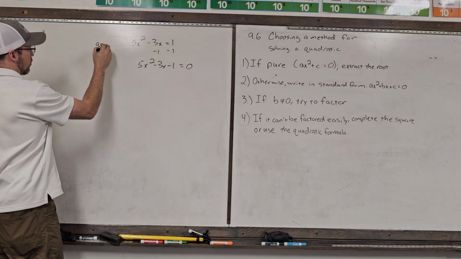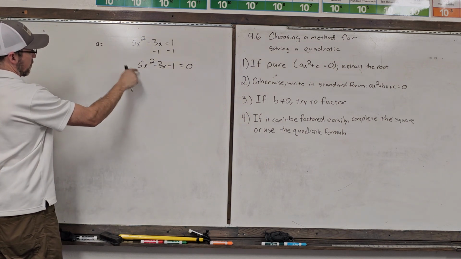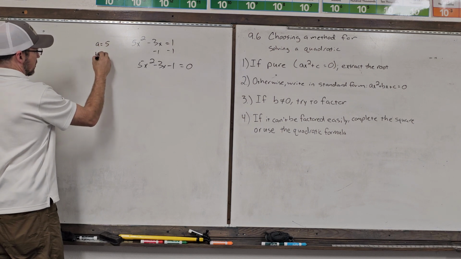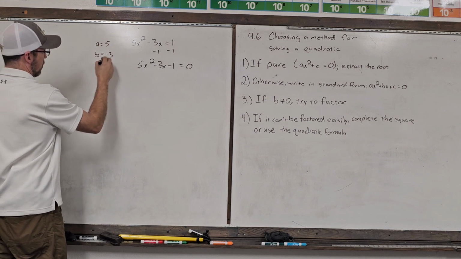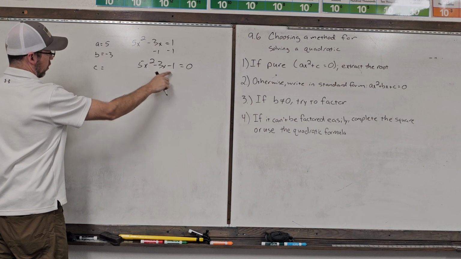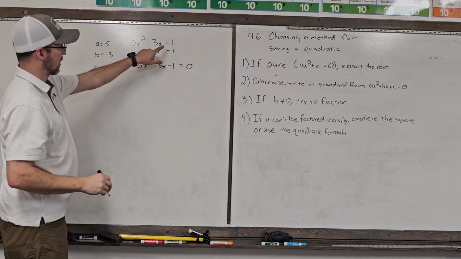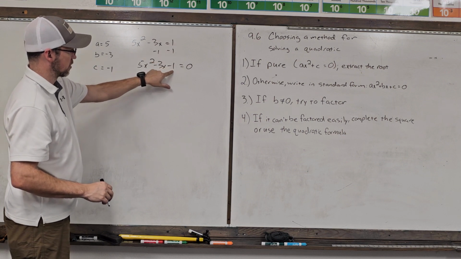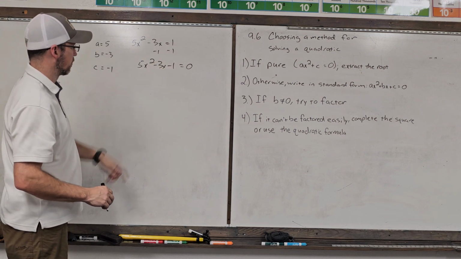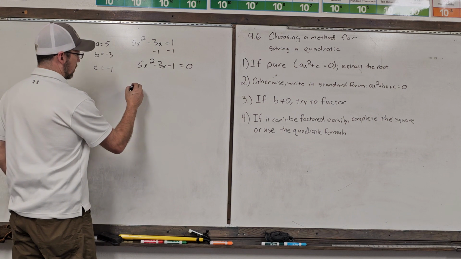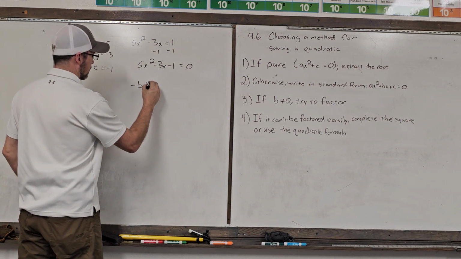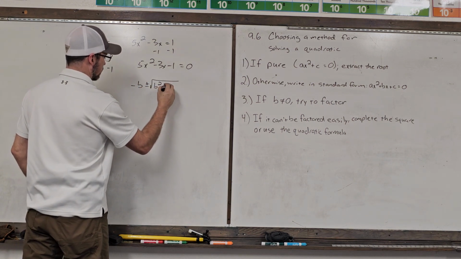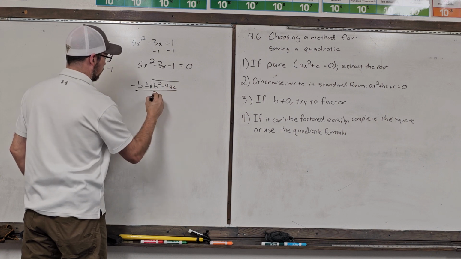So my a is equal to 5, my b is equal to negative 3, and my c is equal to negative 1. I've got to be careful. I can't use the original one because it's not equal to 0. I've got to make sure my c is over here before I decide if it's positive or negative. So now I've got negative b plus or minus the square root of b squared minus 4ac all over 2a.